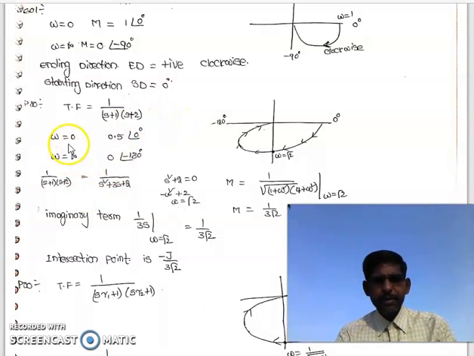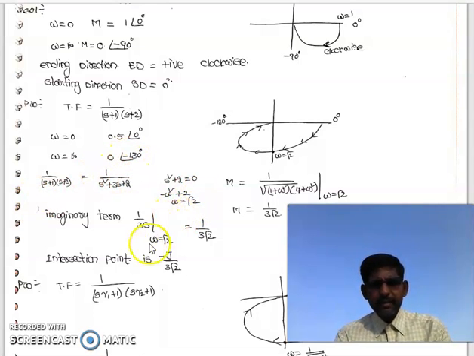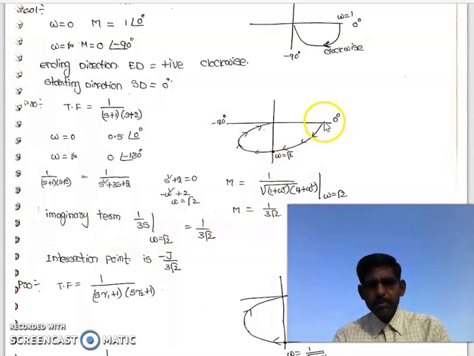Let me see now. Substitute different values of omega, omega equal to 0 and omega equal to infinity, and find out the corresponding magnitude and angle. So, the polar plot starts from 0 degrees and ends at minus 180 degrees. At omega equal to 0, the magnitude is 0.5 and the angle is 0 degrees. At omega equal to infinity, the magnitude is 0 and the angle is minus 180 degrees, so it ends like this. Now, how can you find the imaginary axis intersection point?